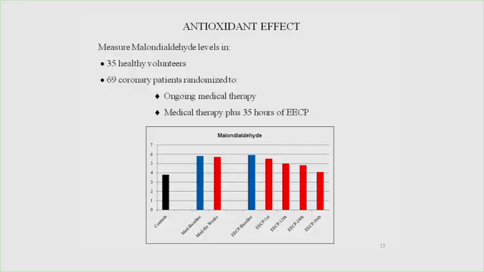So we're going to measure malondialdehyde in 35 healthy volunteers and 69 coronary patients. Then we're going to randomize them to 7 weeks of medical therapy or 7 weeks, 35 hours, of ECP. Now, our coronary patients have higher levels of malondialdehyde than controls, as you would expect, oxidative stress. 7 weeks of medical therapy doesn't have an antioxidant effect. Malondialdehyde doesn't fall. With ECP, it falls. So with ECP, we're providing an antioxidant effect.